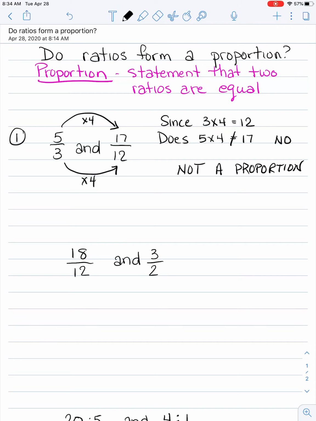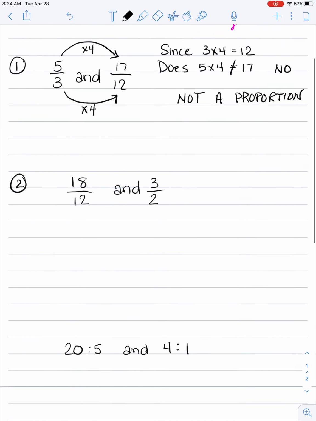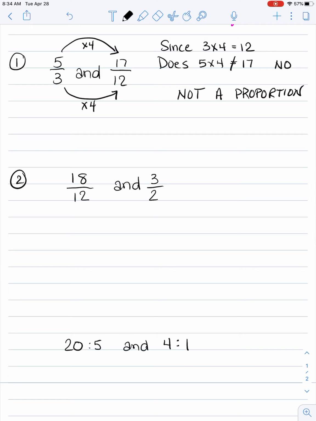Okay? Now let's look at example number 2. Okay, I can immediately see a relationship between 18 and 3. 3 is a factor of 18. 18 is a multiple of 3. So I have to divide 18 by 6 to get 3. So, since 18 divided by 6 equals 3, if this were true, then 12 divided by 6 should equal 2.